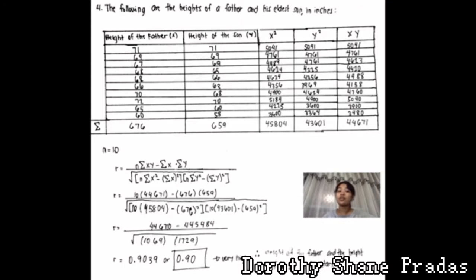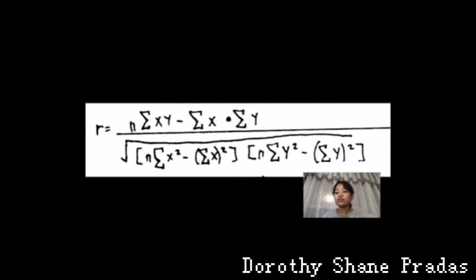For question number 4, here we have a given table of the heights of the father and his eldest son in inches. Now the question is, does the data support that height is hereditary? The answer to this question is yes, height is hereditary. According to my statistical computations, the variables have a very high strength in their correlation. We know this by solving for x squared, xy, and y squared, as well as their summations, which we then use as values for this formula right here.